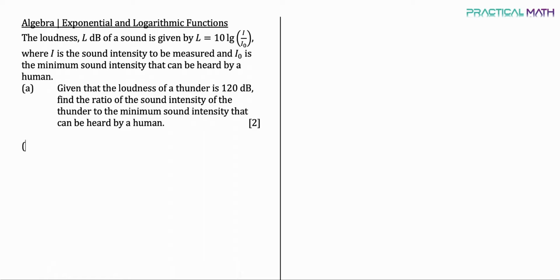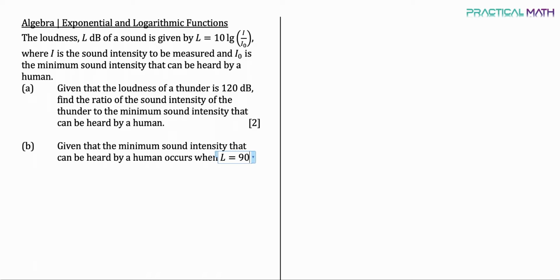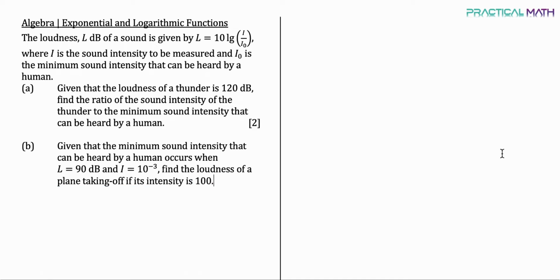In part B, given that the minimum sound intensity that can be heard by a human occurs when L equals 90 decibels and I equals 10 to the power of negative 3, find the loudness of a plane taking off if its intensity is 100. And that's a 3 marks question.